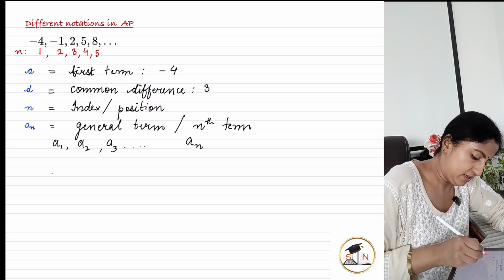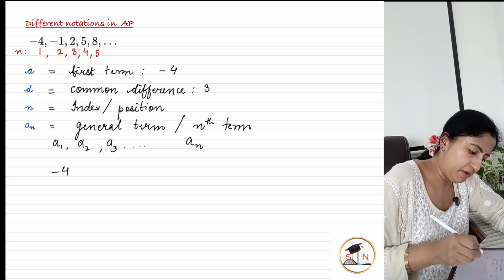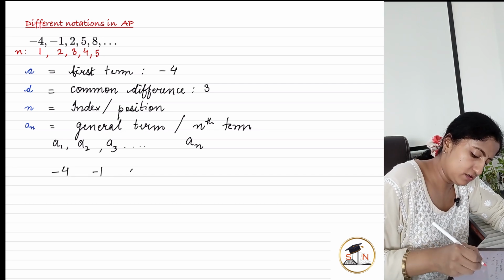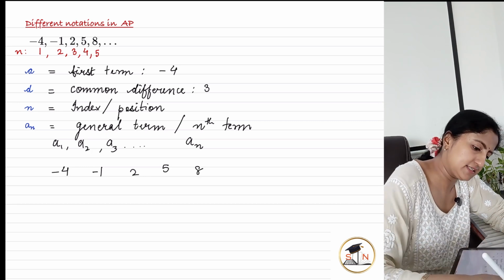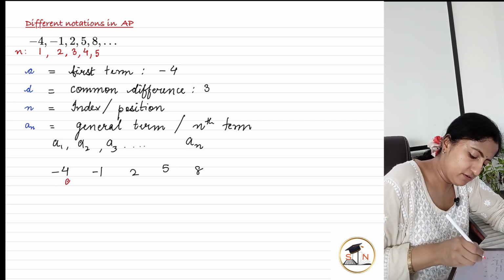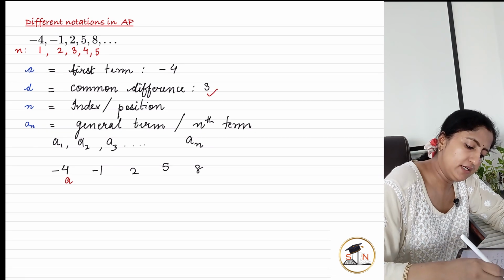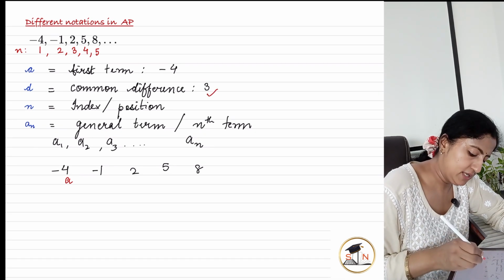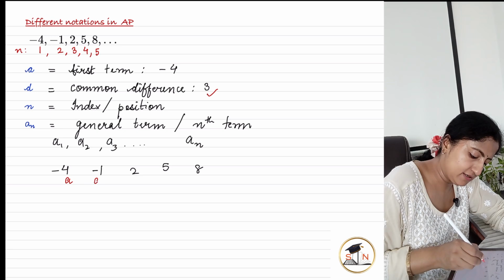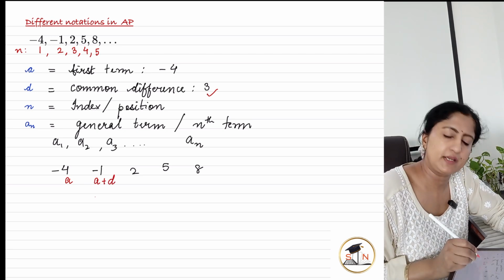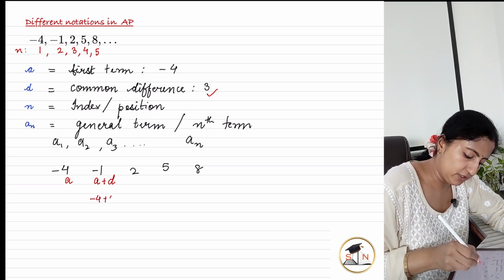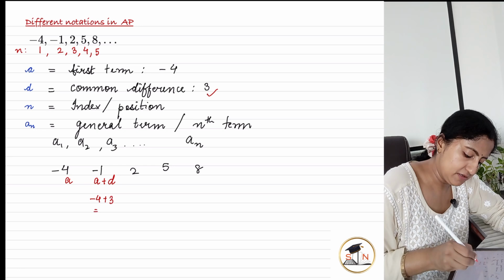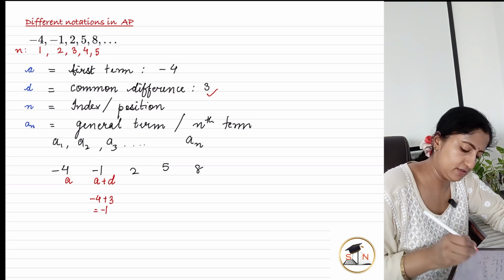Okay. Now, I'm writing the same example over here. Minus 4, minus 1, 2, 5, 8. Let's understand. This is your A. We had seen D was 3, right? So what is this? If I just add 3 to minus 4, it is going to be minus 1. I'll just show over here. If I do minus 4 plus 3, that becomes minus 1, right?